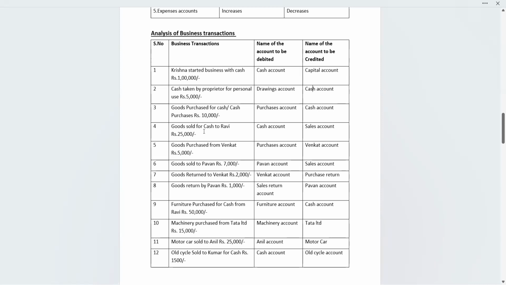Sold goods for cash to Ravi. You sold some goods to Ravi for cash only. So cash comes into the organization, and the cash should be debited. Sold goods means sales. Sales is an income, revenue. Incomes, which side do you enter? Credit side. So cash is debit, sales is credit.